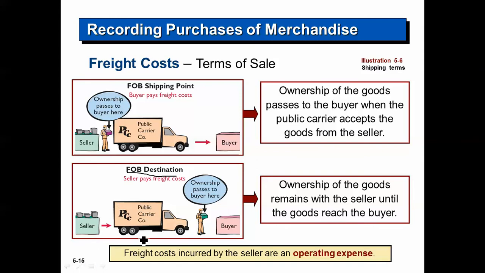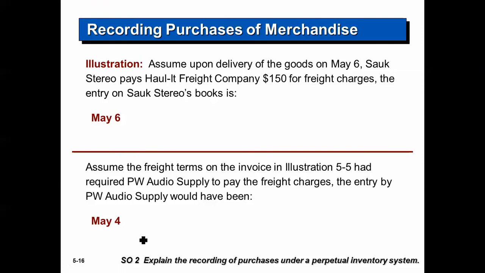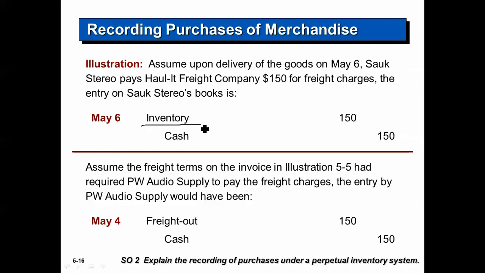Terms of sale, free on board. Okay, now let's illustrate it. Assume upon delivery of goods, May 6, Silk Stereo pays Haul-It freight charges of 150. Well, that's added to inventory, 150, and credit cash. Now, if we're talking freight out, from the supplier's point of view, he charges freight out 150 cash, but we're talking about the merchandise company. So we're talking about inventory here.